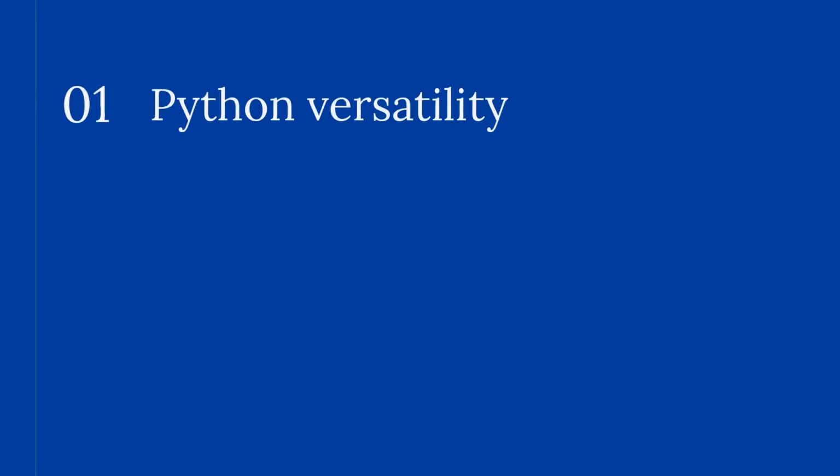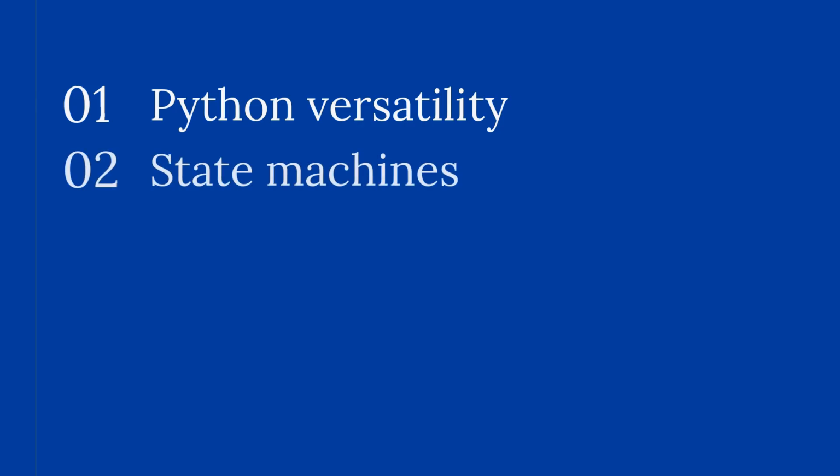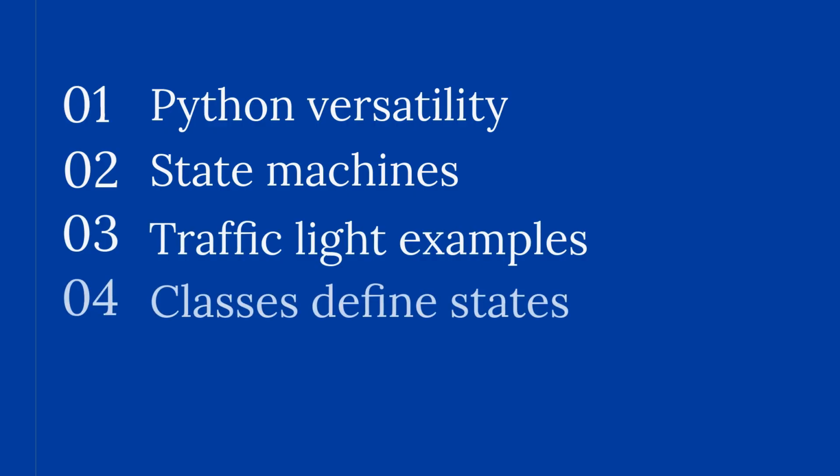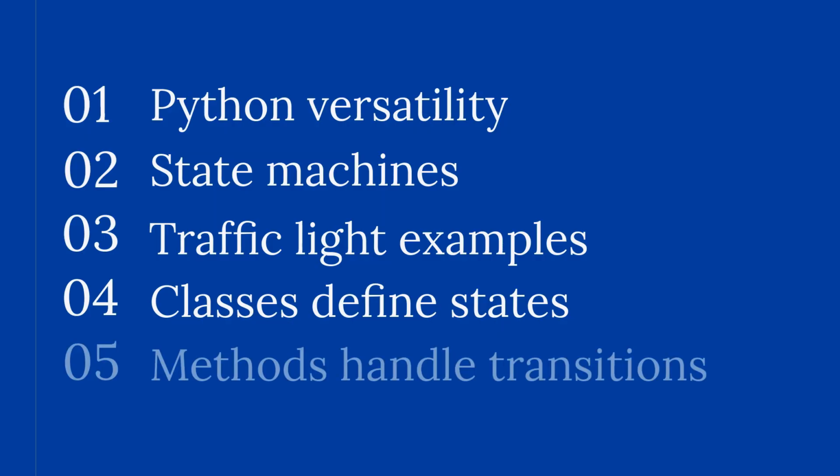Python is a versatile language for implementing state machines. A traffic light state machine uses classes to define states and transitions. The transition method handles state changes. The run method simulates the state machine over multiple cycles. This approach demonstrates the practicality of Python for state machine design.